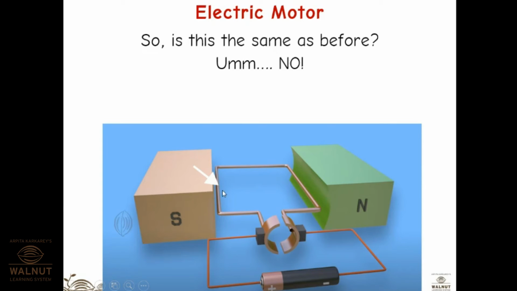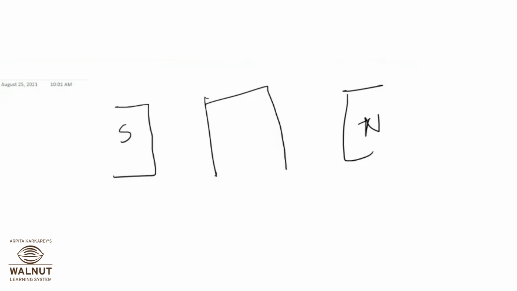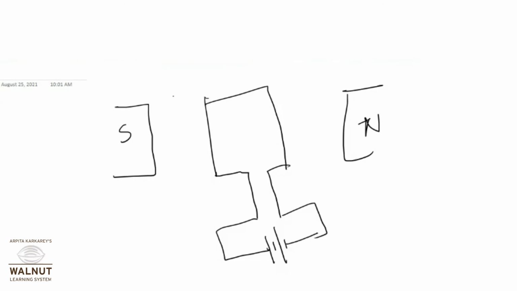The direction of the force will change. I will just, a minute. So basically, if this is a south pole, this is a north pole, and this is your coil, just a rough diagram. In the case when we have not used any commutators and split rings, we want this side the force to be upward, this side the force to be downward, so that the coil keeps on rotating in one direction.